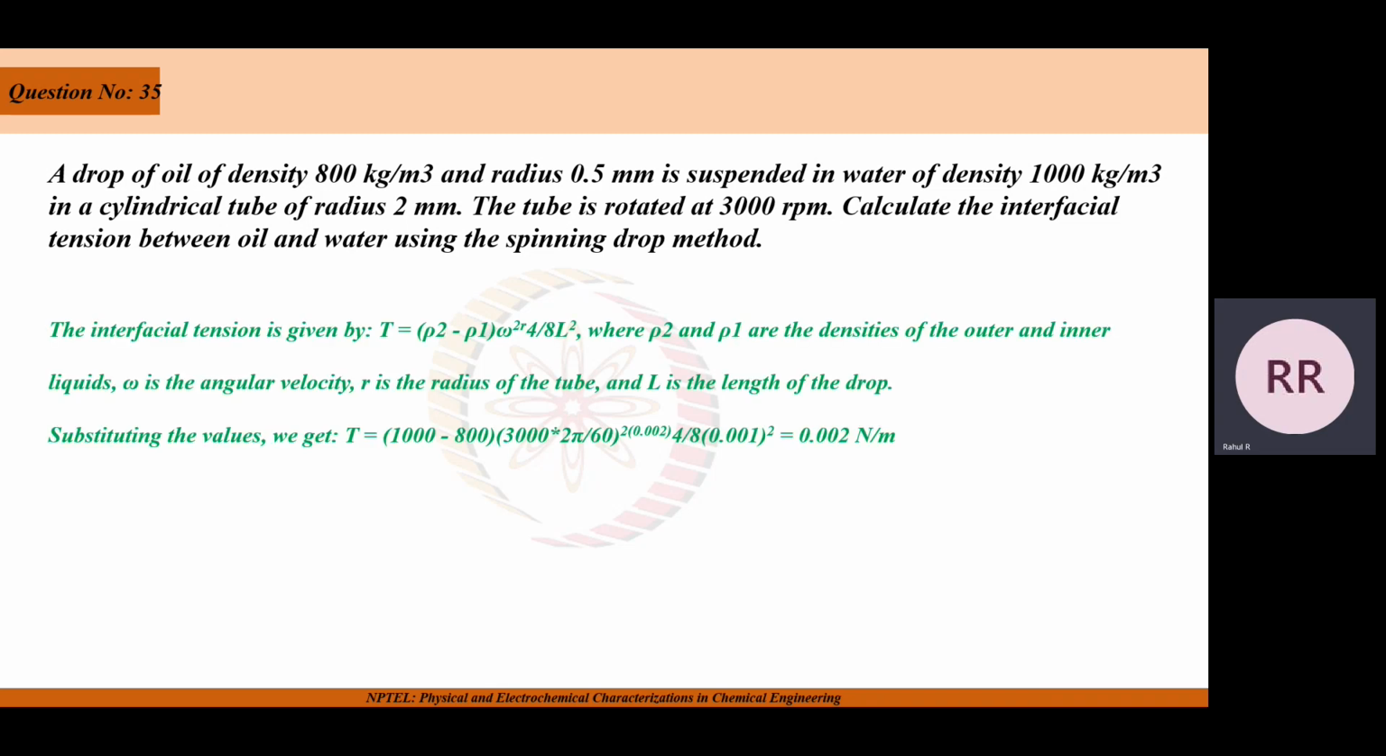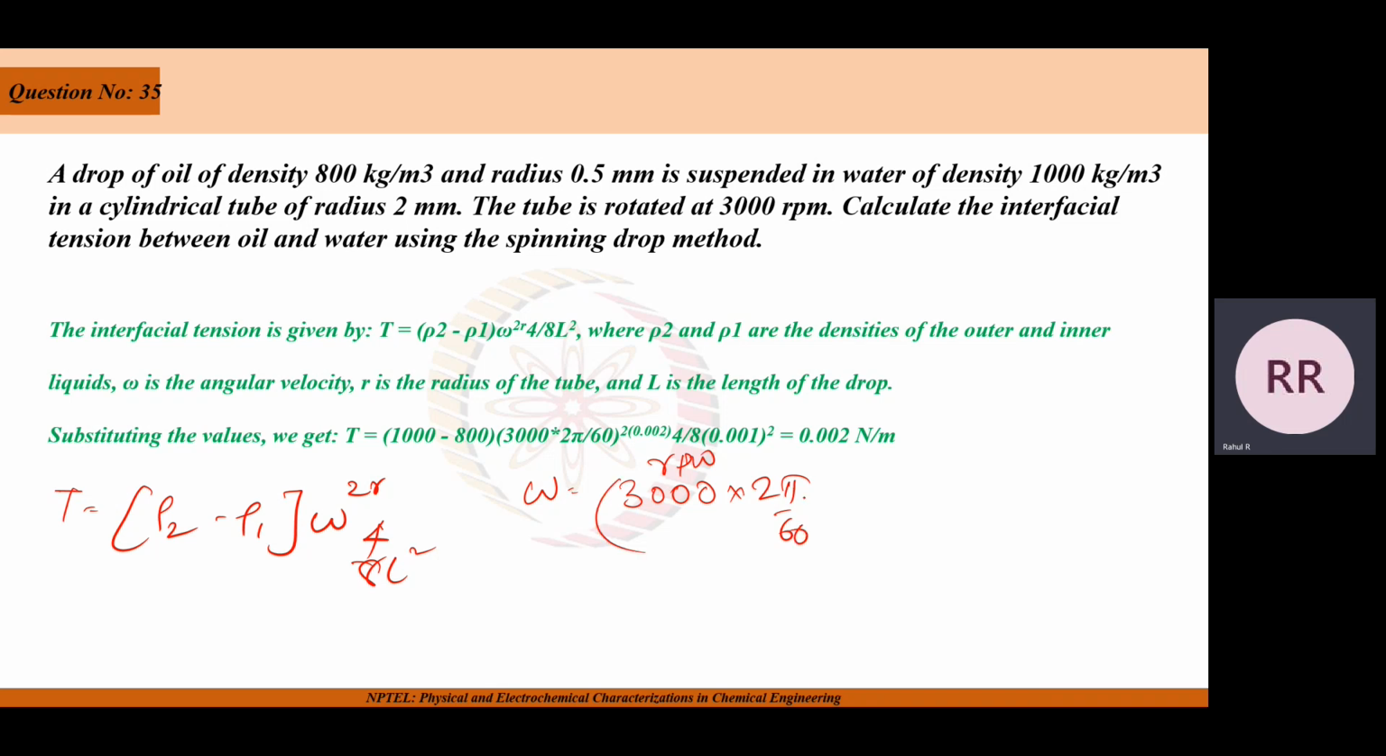So here we need to calculate the interfacial tension using the formula T = (rho2 minus rho1) omega to the power 2 r to the power 4 by 4 L squared. Using this formula and substituting all the values, omega should be calculated by the formula 3000 into 2 pi by 60, since we are given RPM. Converting RPM to omega, we use this formula and substitute every other value. Here the water is 1000, and the oil is given, which is 800.